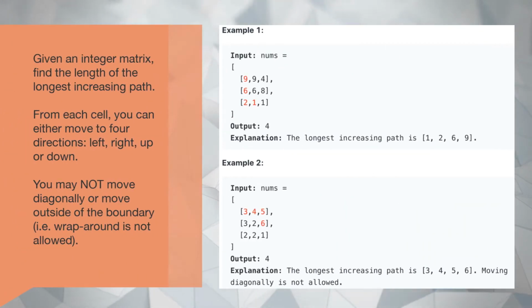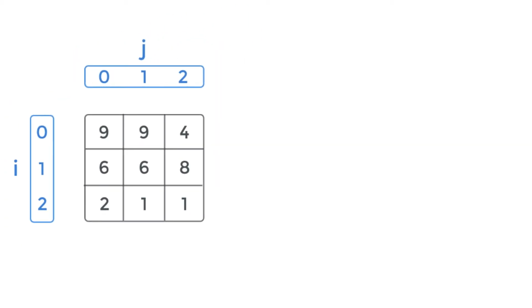Given an integer matrix, find the length of the longest increasing path. From each cell, you can either move in 4 directions: left, right, up, or down. You may not move diagonally or move outside of the boundary. This is the matrix from the first example.